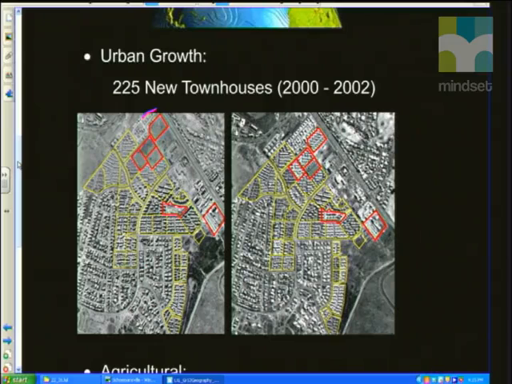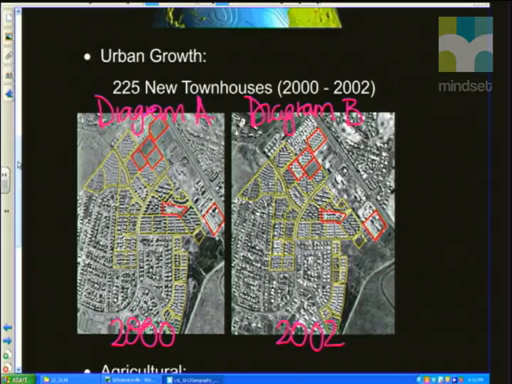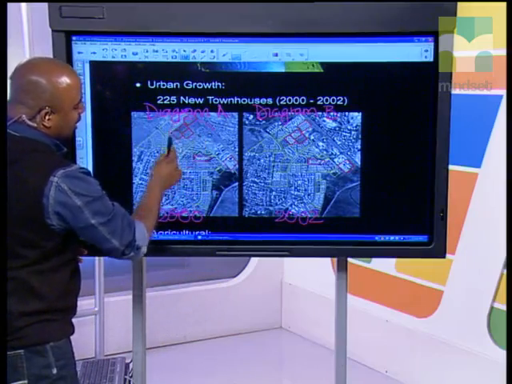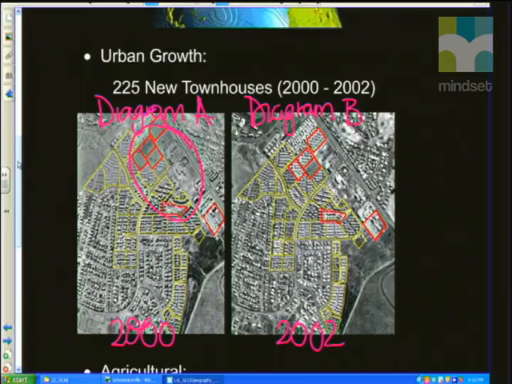Observe in this particular diagram A and diagram B. Diagram A was taken in the year 2000. Diagram B in 2002. Through aerial photography, we are now able to see that in this particular area on this aerial photograph, there has been urban growth.